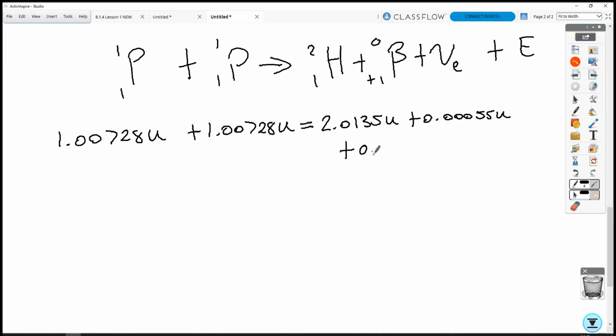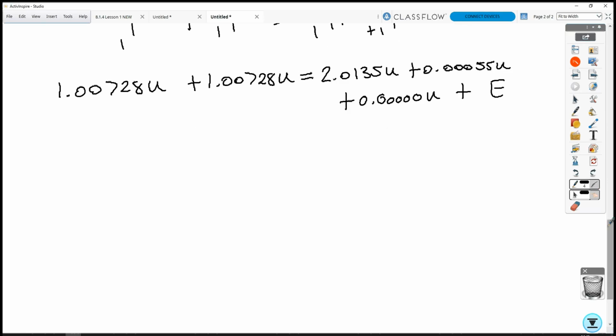So our neutrino is 0.00000 U. It's so small that it rounds to 0. But it still has some mass. It's just that even in this case where things are very small, it's still very small compared to that. And then plus our energy.